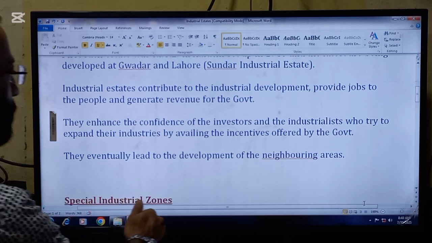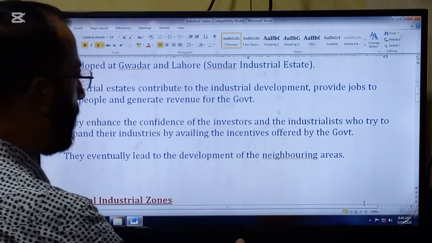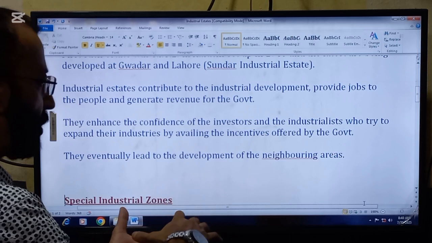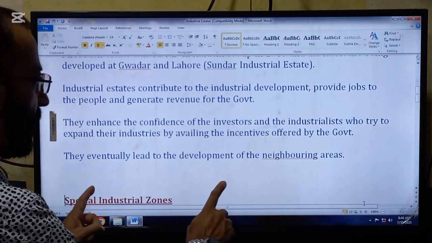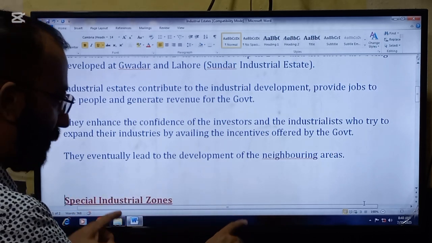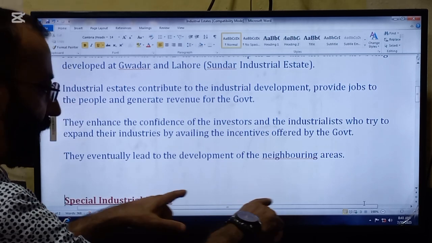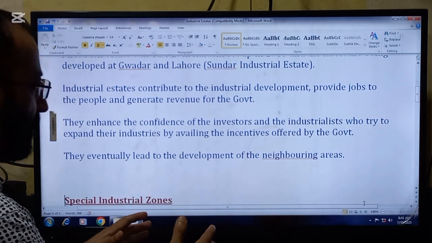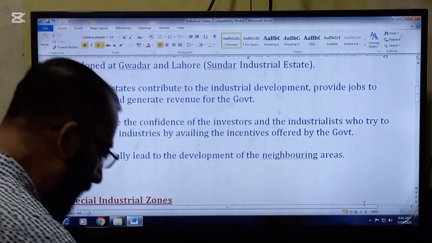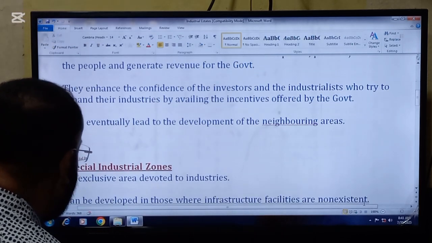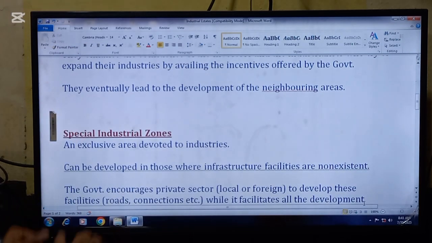They eventually lead to the development of the neighboring areas. So the location of the industry in the industrial estate will develop that particular area, but gradually the neighboring areas will also be developed because the industrial activity will be carried out in those areas.